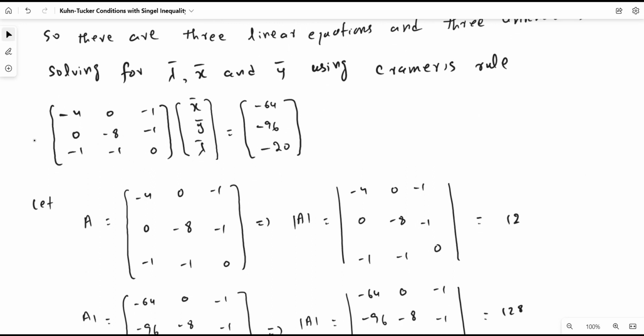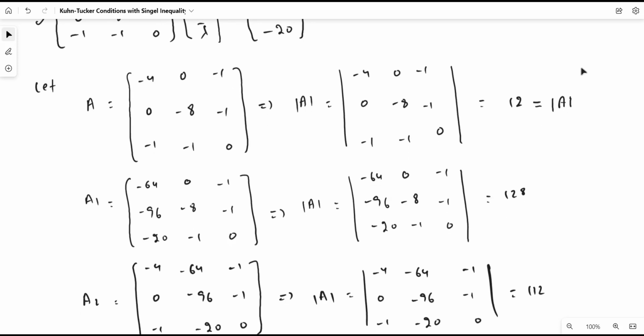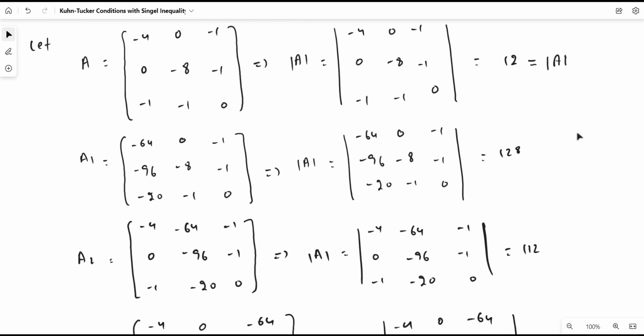If we take this equation and name it equation A, and we find its determinant, it is equal to 12. So what is this 12? This 12 is actually a determinant. Okay. Now we are making three matrices of matrix A. That is, we are constructing matrices A1, A2, and A3 so as to apply Cramer's rule to obtain the values of lambda bar, x bar, and y bar.